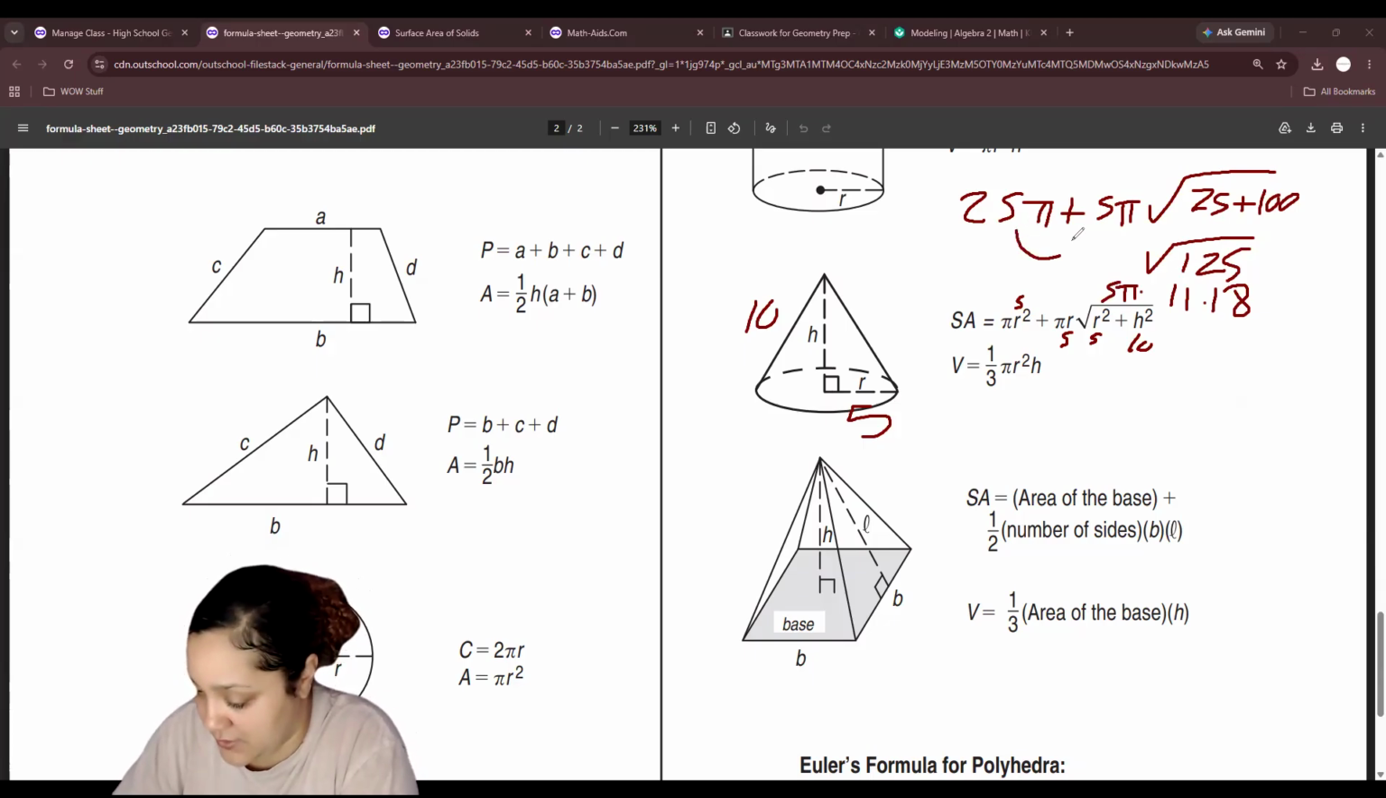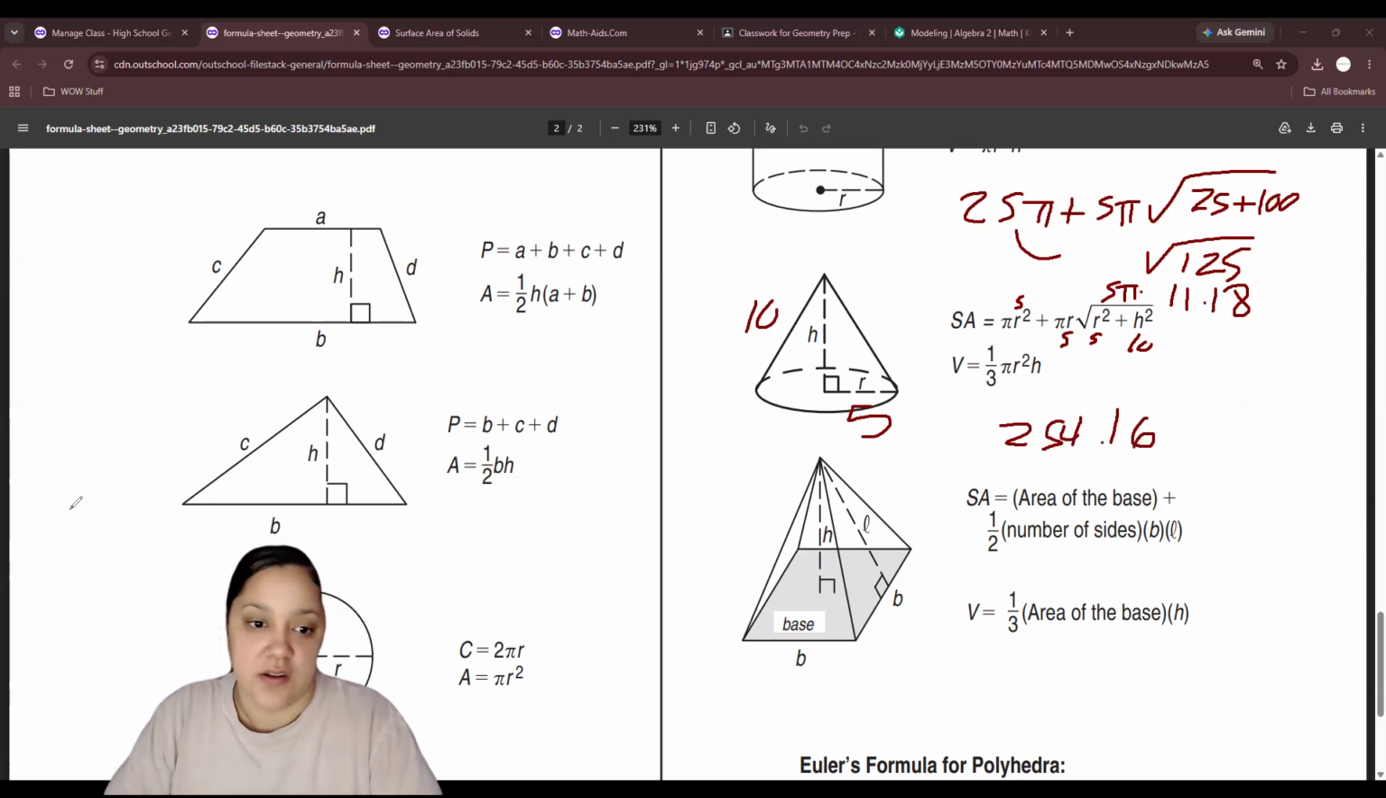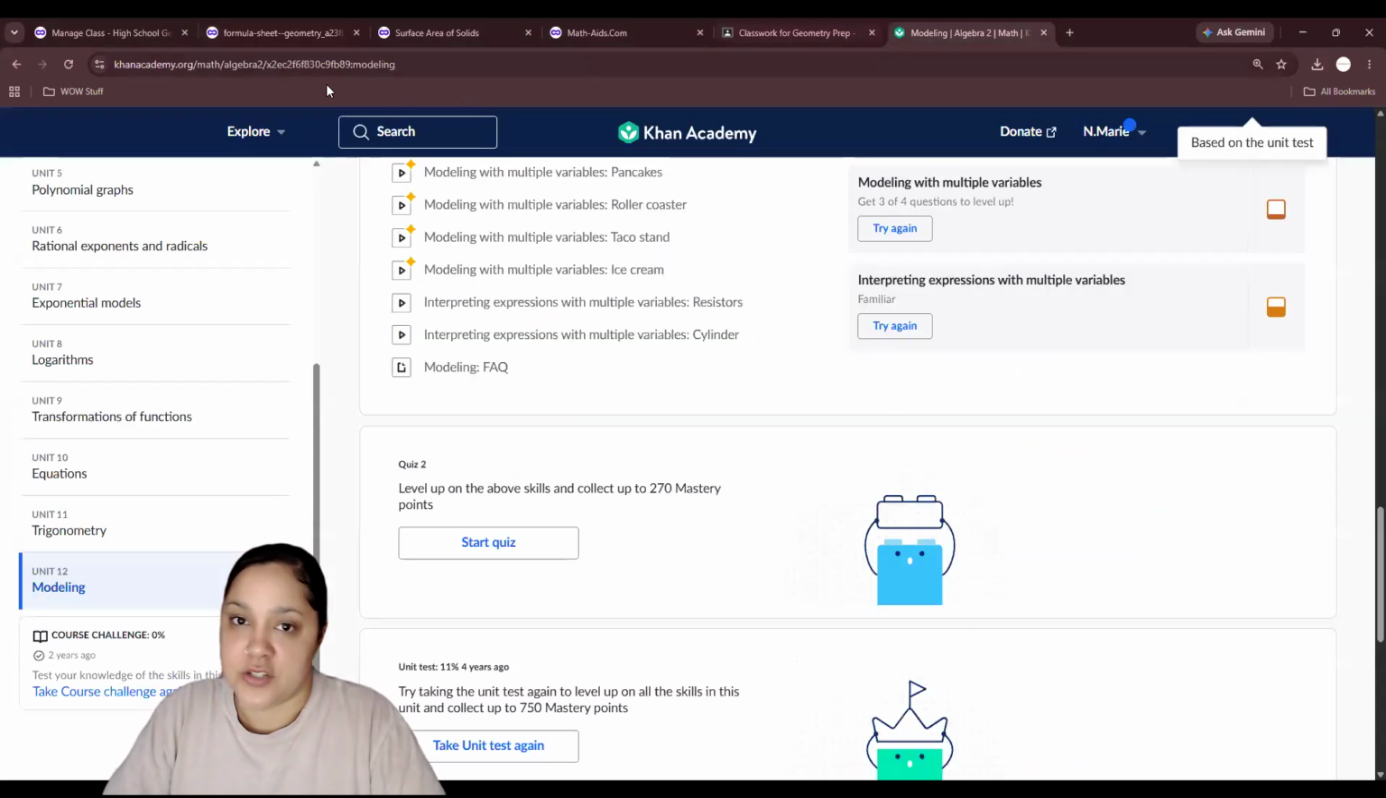I'm doing all this in my calculator. And so it's going to get me about 254.16. Sometimes the Google calculators make it a little easier.